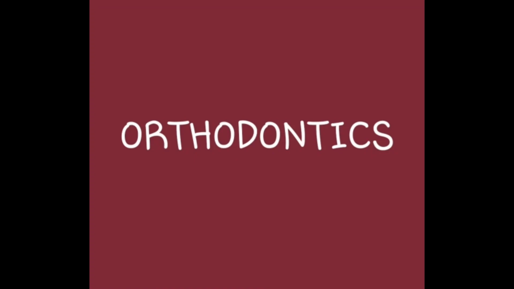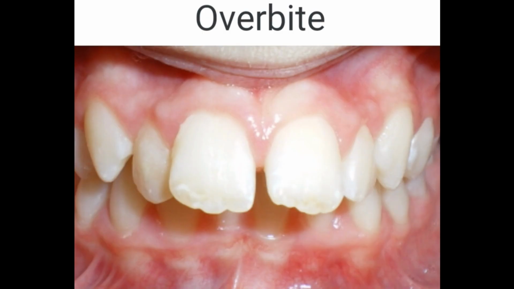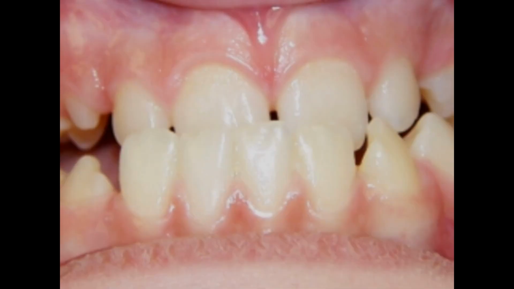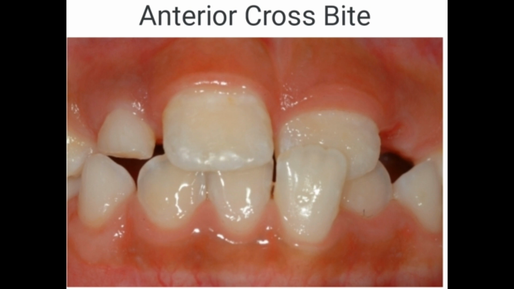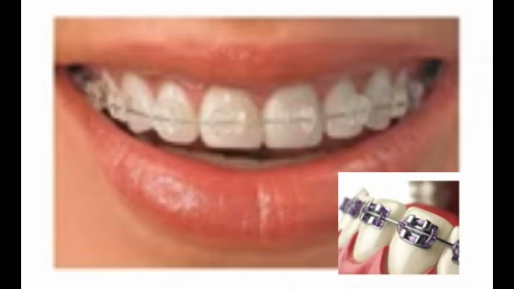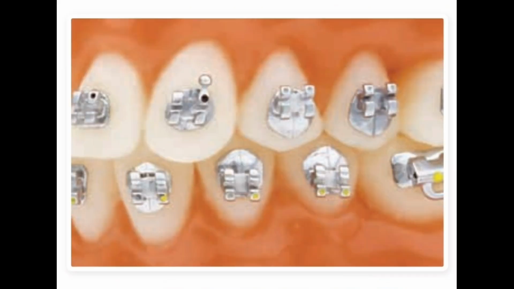Orthodontics is a study of the diagnosis, prevention, and treatment of irregularities of the teeth and jaws. For example, overbite of teeth, underbite of teeth, and anterior crossbite of teeth, and many other such issues. Orthodontists treat these issues with the help of orthodontic instruments by applying certain types of treatments.